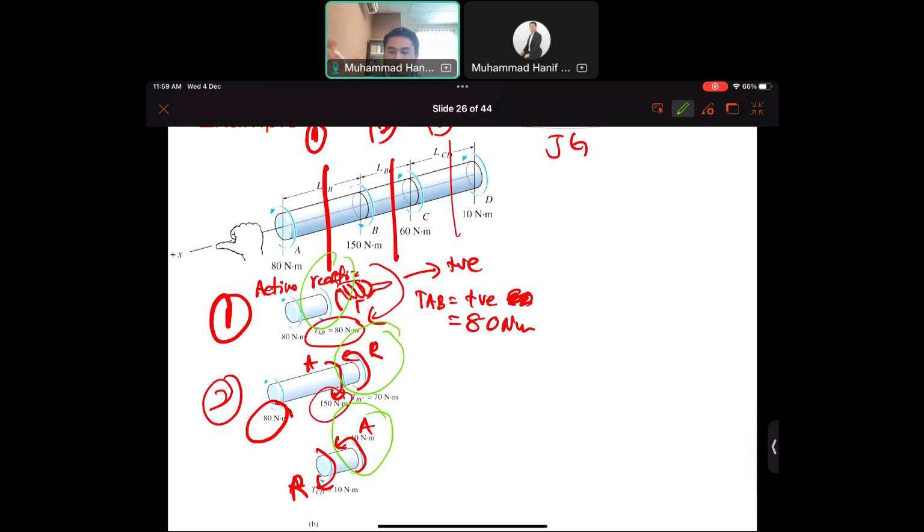TAB is positive, TBC is negative, TCD is negative. If you want to calculate the angle of twist, this is the way you have to put the values: positive, negative, negative, and L depends on the segment. So LAB, LBC, LCD, and JG, since the cross-sectional area is the same and G is also the same, you can put the same value for each segment. This is the idea.